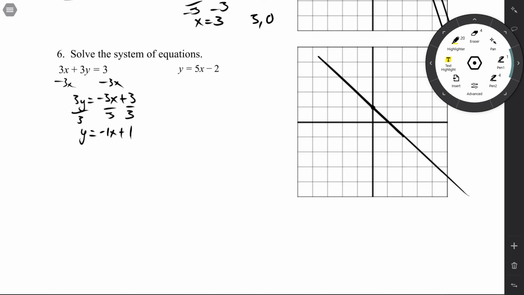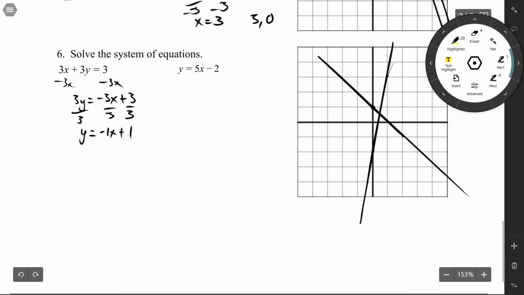This one's already in point slope form, so we'll go down to negative 2 and give ourselves a slope of positive 5. Something that looks like this. This one, I believe, intersects at 0.5, 0.5. And that's it for this homework.